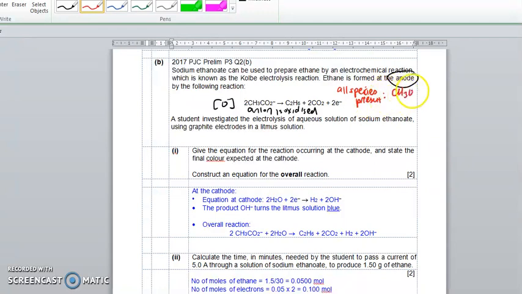It is CH3COO minus, Na plus, and water. And then you realize that at the cathode, what can be reduced? Possibly water can be reduced, or at the cathode the cation, Na+.